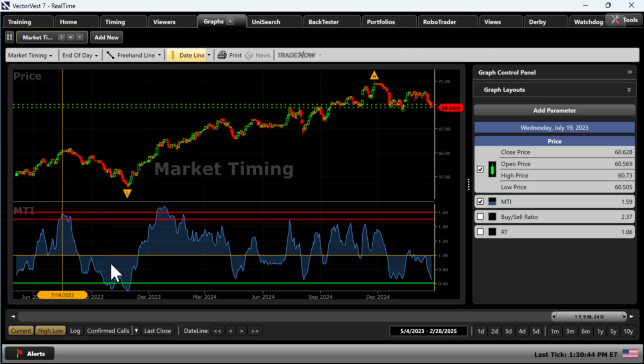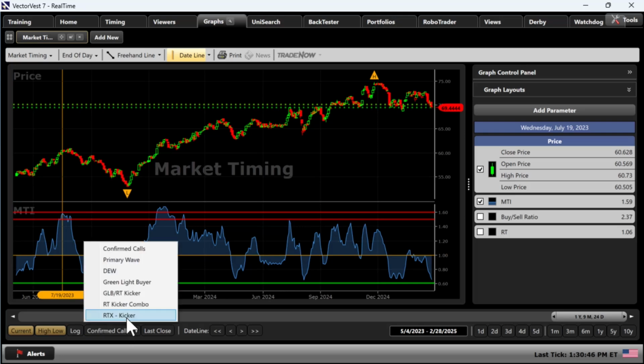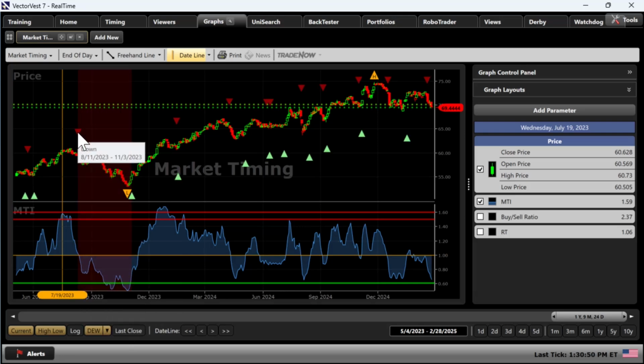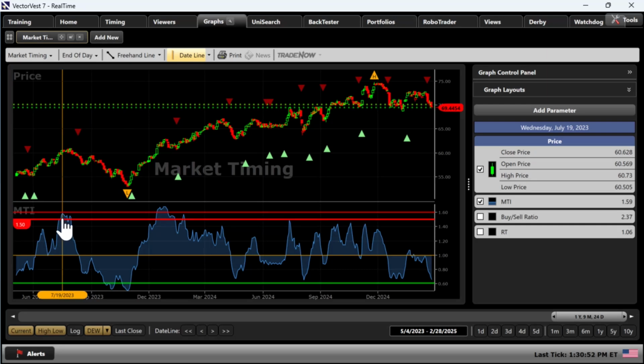Now, you do want to couple these with market timing signals. For this example, I'm just going to use the DEW. You can see the DEW down signal was given shortly after the market timing indicator retraced from these levels here. And again, you can see buying opportunities when the MTI gets down to 0.6.